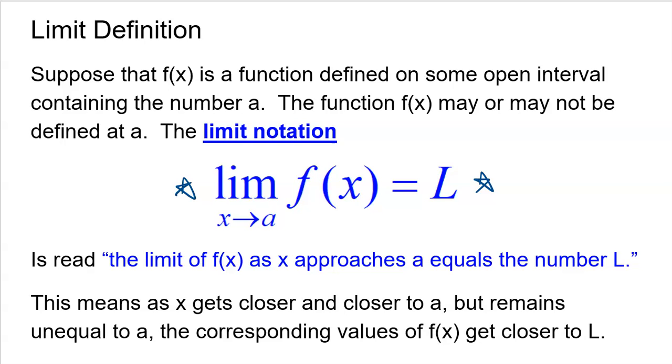So this means as x gets closer and closer to a, but remains unequal to a. Remember, we're never going to actually get to a or equal a. We're just talking about what happens when we get closer to a. The corresponding values of f of x get closer to L.